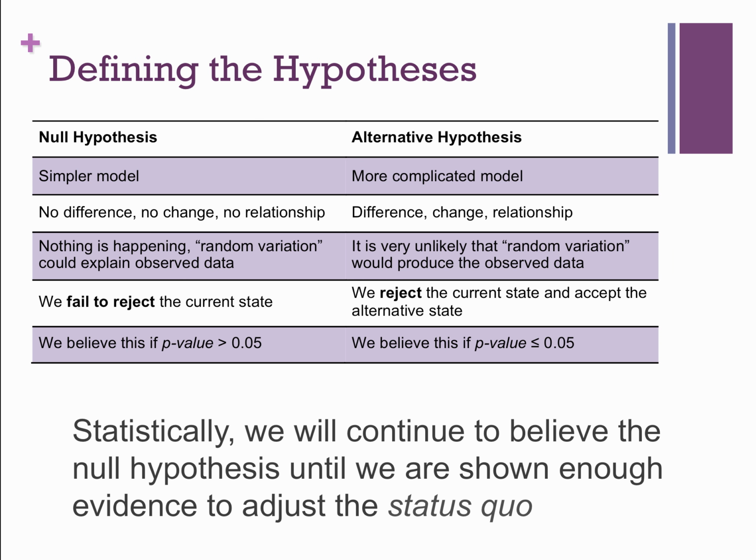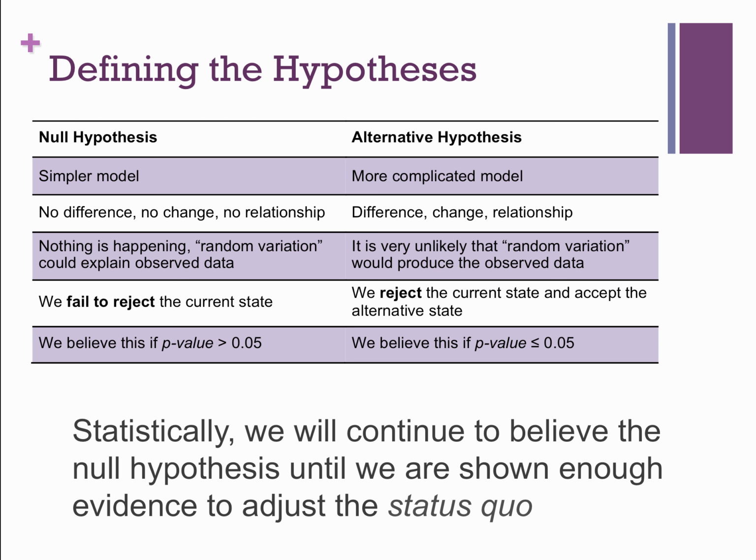We have a relationship with ECMO and survival, or we want to change our minds and say that ECMO is better than doing nothing. The null hypothesis would be nothing is happening, that any departure from what we assume is due to random variation, whereas the alternative hypothesis is that it's very unlikely that random variation would give us this observed data. We are going to fail to reject the current state of the null hypothesis, or we're going to reject the current state and accept the alternative state. We'll believe the null hypothesis if our p-value is large, and we will believe the alternative hypothesis if the p-value is small.